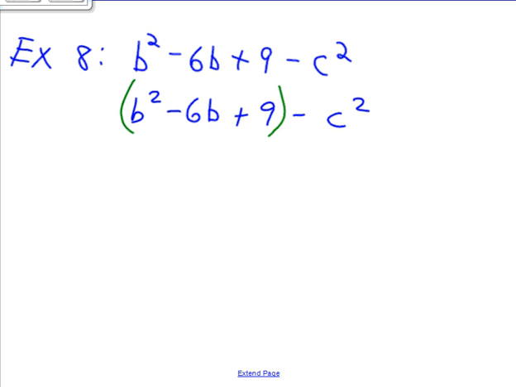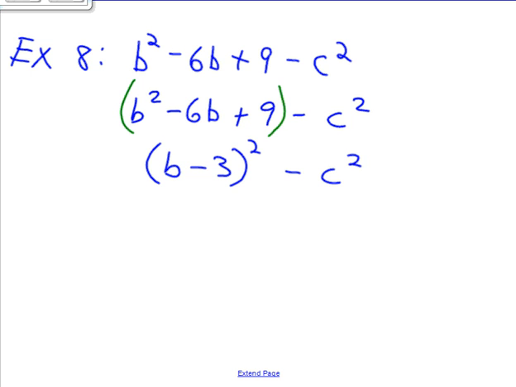So this is actually what we call a trinomial square. It factors to a binomial square. But what are the factors of 9 that sum to -6? -3 and -3. So the factoring of this is going to be b minus 3 times itself, right? b minus 3 times itself, which means b minus 3 squared, and minus c squared.